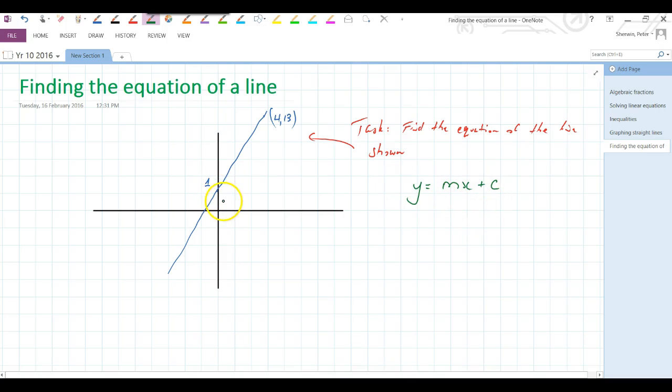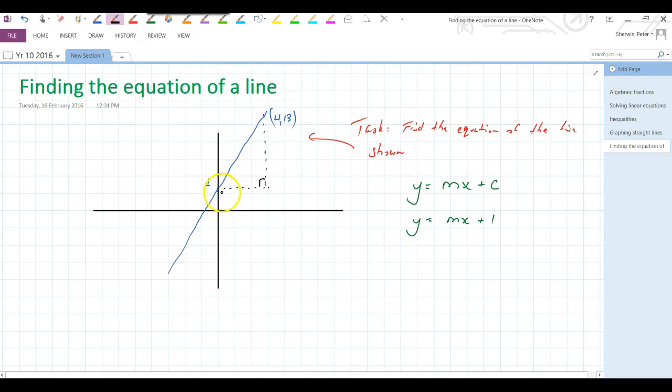So the y-intercept is 1. So straight away I can say it's y equals mx plus 1. I know that much. Now I just need to work out what m is. Can we do it just by working out the rise over run? We know it's got a positive slope, hasn't it? It's sloping upwards from left to right. That's a positive slope.